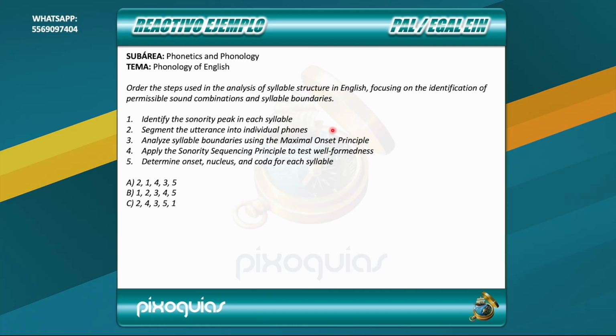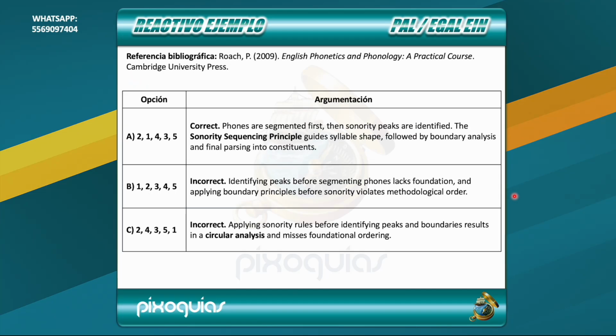This example is from the topic Phonology of English. Order the steps used in the analysis of syllable structure in English, focusing on the identification of permissible sound combinations and syllable boundaries. Correct answer is A. This is 2, 1, 4, 3, 5.